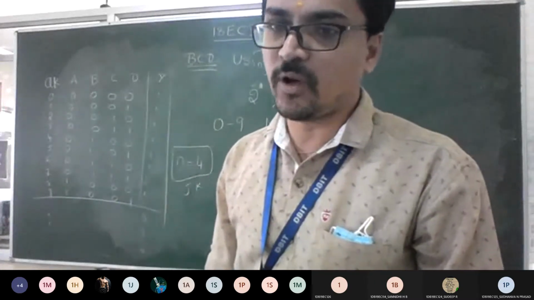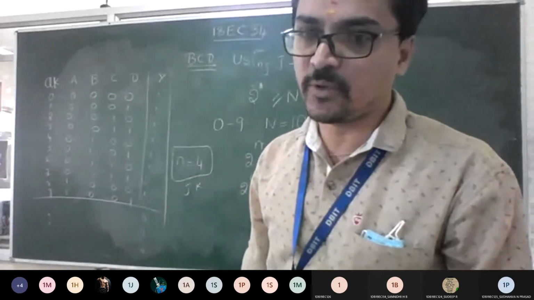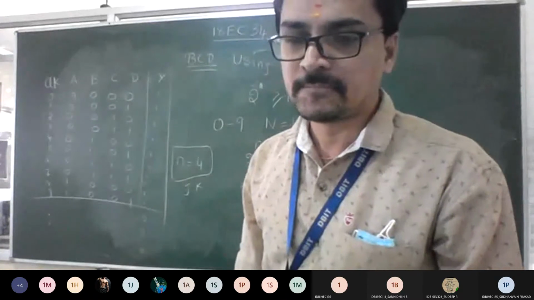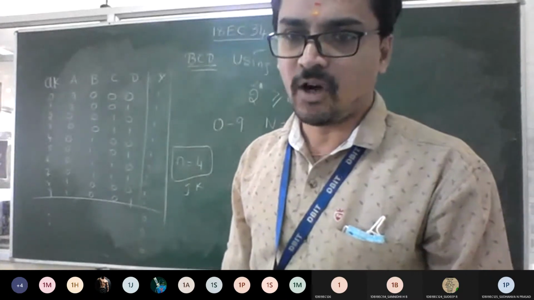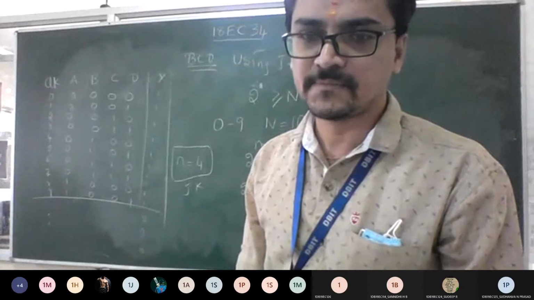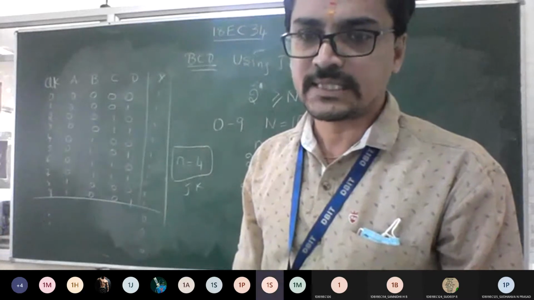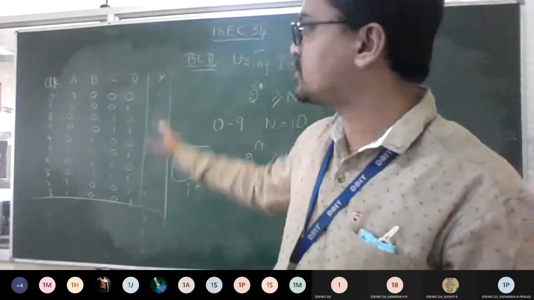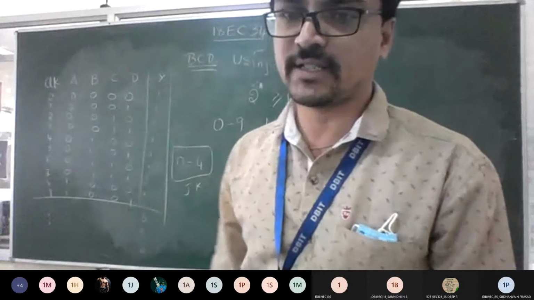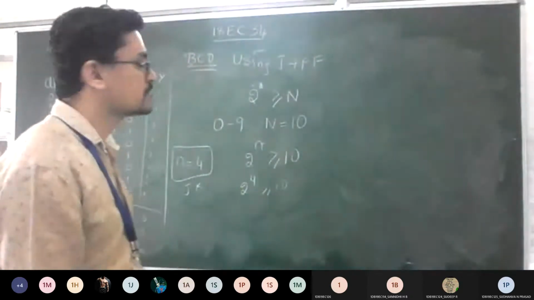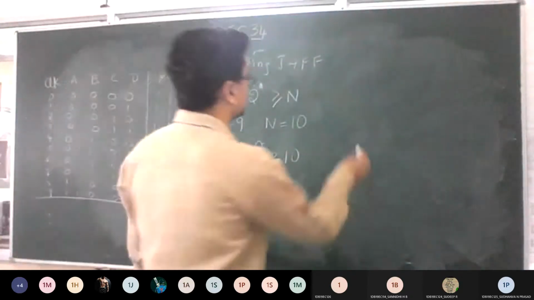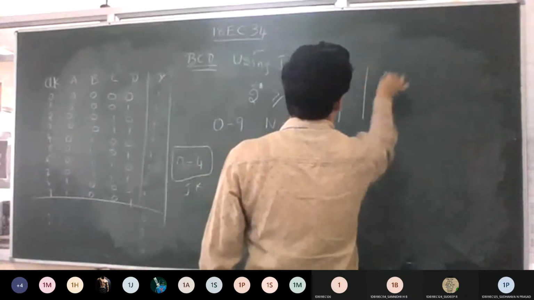So I hope everyone remembers how to plot. How many cells K-map will you put now? 16. 16 cells K-map. Good. Because you have A, B, C, D. So plot that and tell me what is the equation. So you have to remember, right? 16 cells.